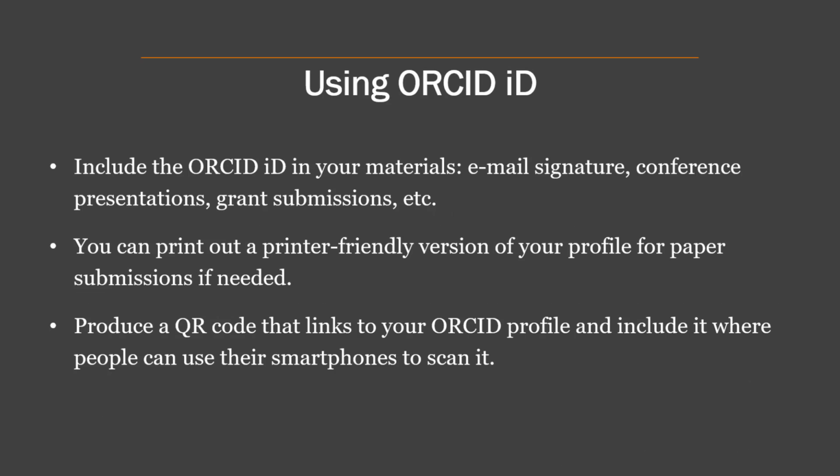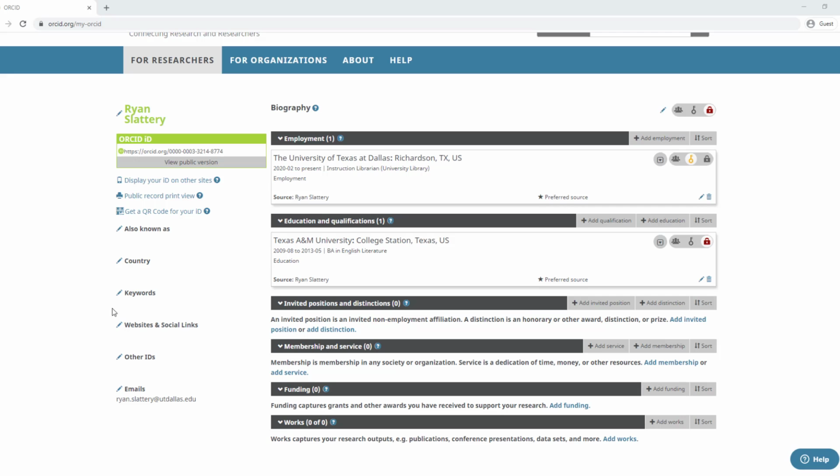So after you get set up, you can start including ORCID in your email signature, your conference presentations, your grant submissions. You can print out a printer-friendly copy of your profile, or you can produce a QR code and you can put that in your PowerPoint presentations, and it links to your ORCID profile. If people use their smartphones and a QR app, they can find it. I'm going to show you how to do that real quick.